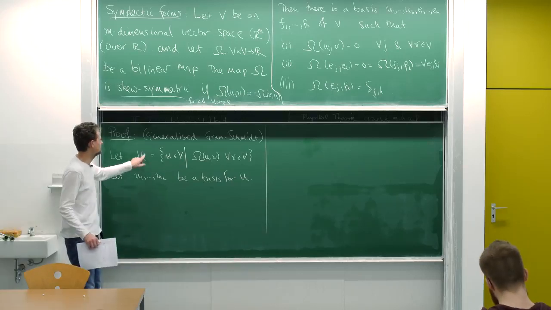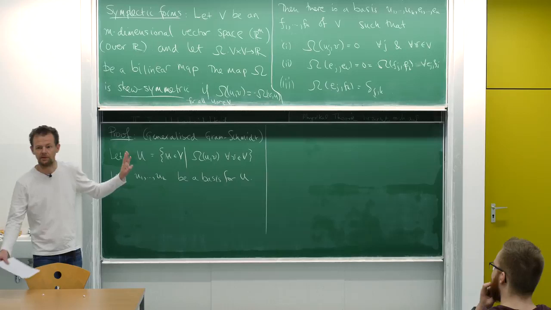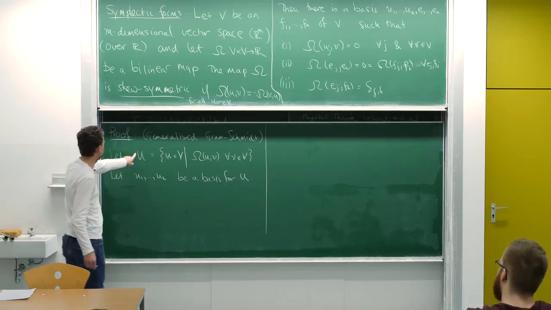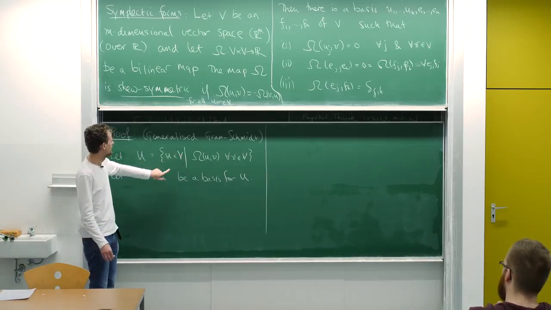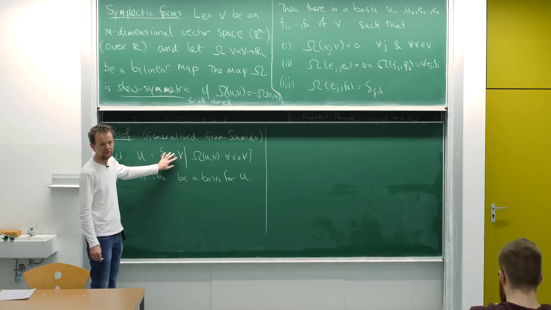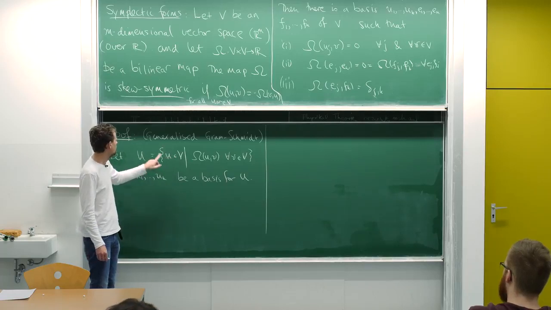So at this stage, you have to be a little bit concerned: is this indeed a vector space here? Let's have a look. I'm not going to write down that it's a vector space, but you should be quickly convinced that it is. So suppose u and u prime are in U. Is their sum in U?